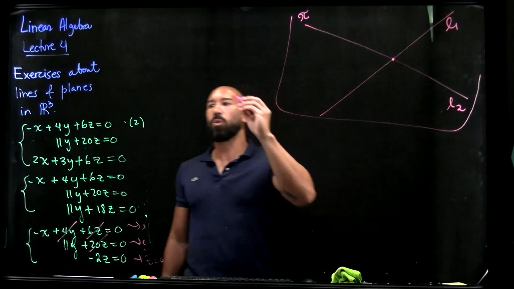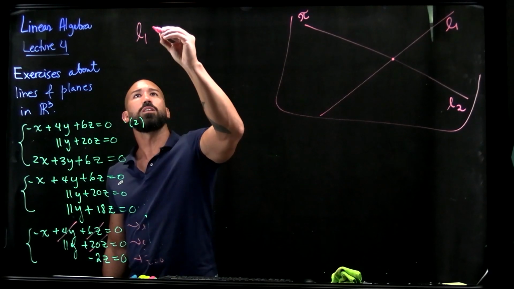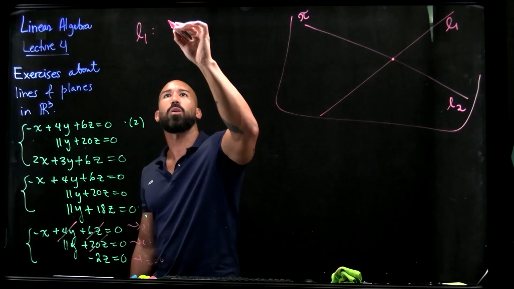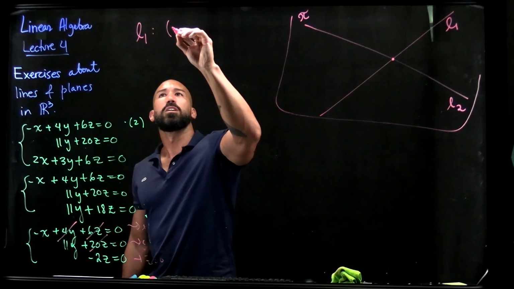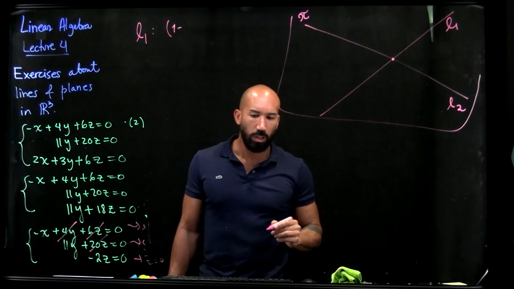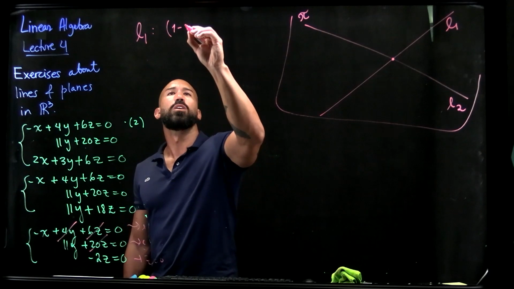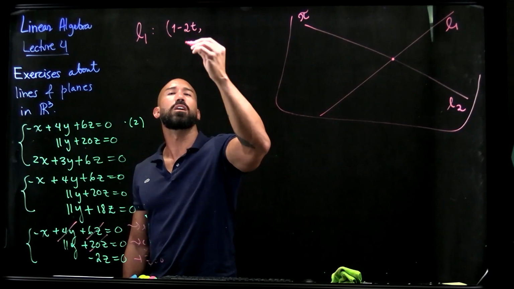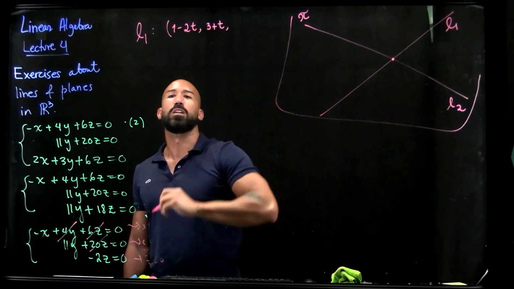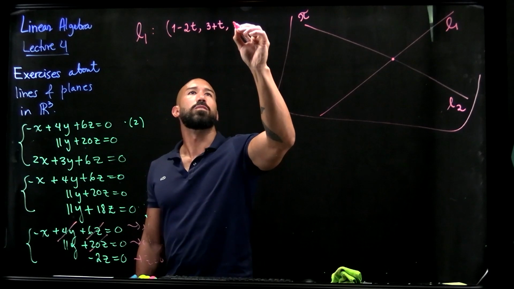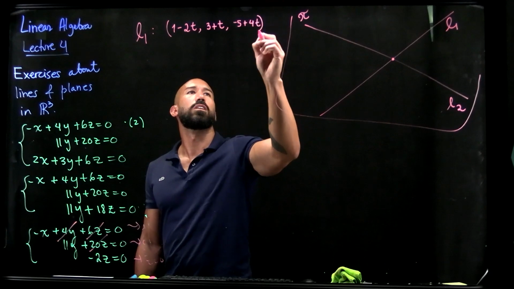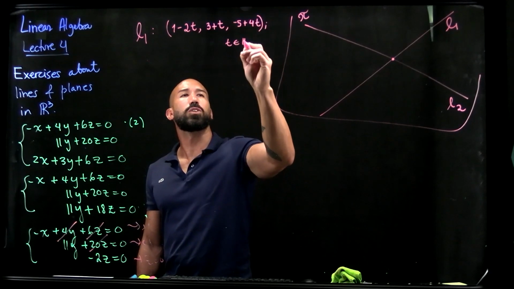Now let's say that L1 is described by means of a parametric equation. So let's say that L1 is (1 minus 2t, 3 plus t, minus 5 plus 4t), where t is a real parameter.